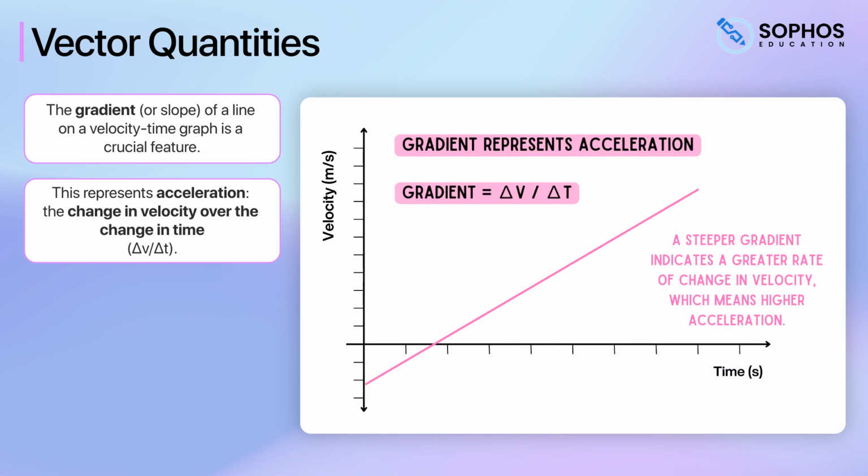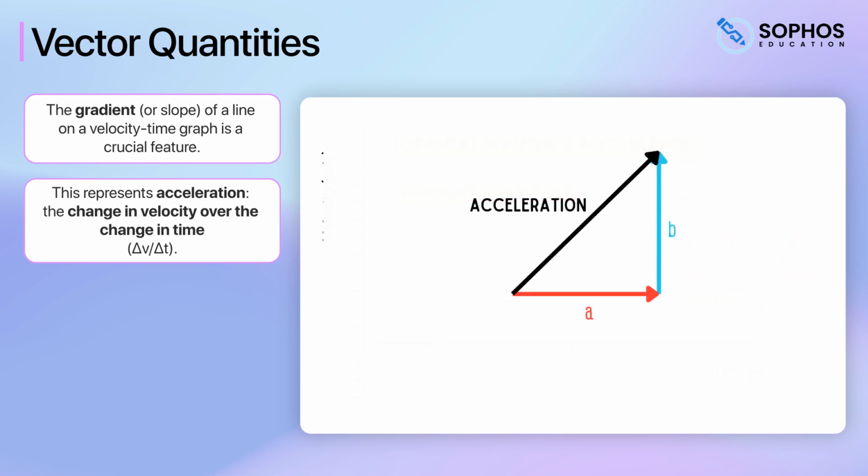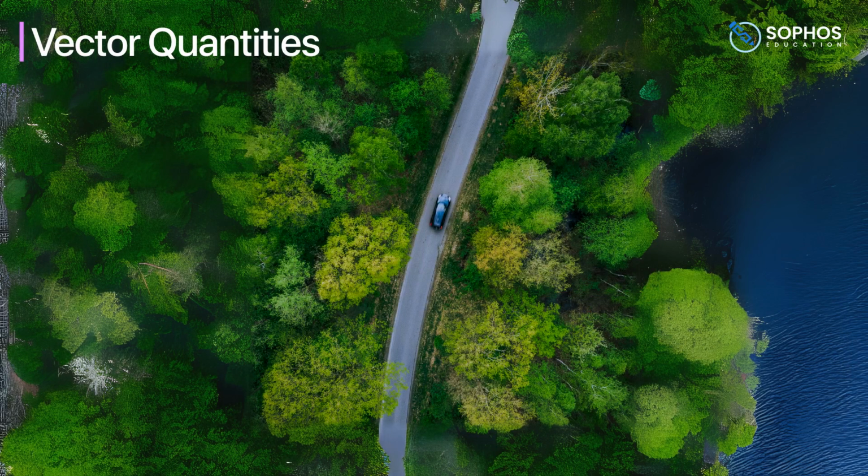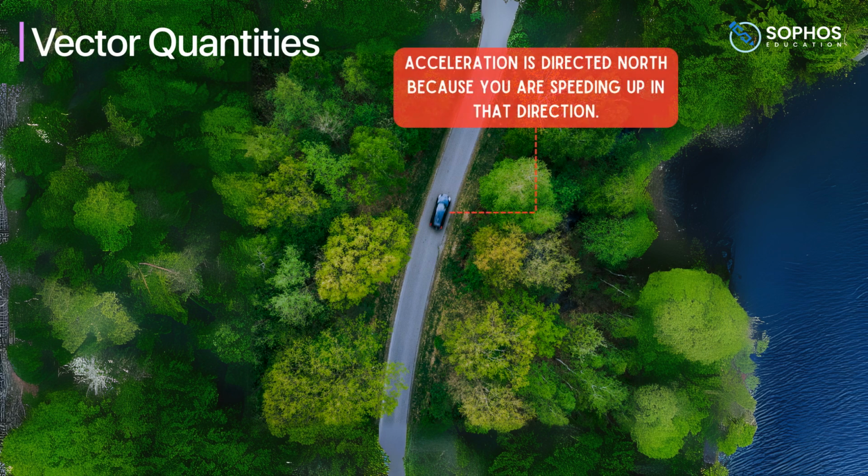Now let's go deeper into the fact that acceleration is a vector. This means it has both a magnitude, how much, and a direction. Suppose you are driving a car north and you press the gas pedal. Your acceleration is directed north because you are speeding up in that direction.